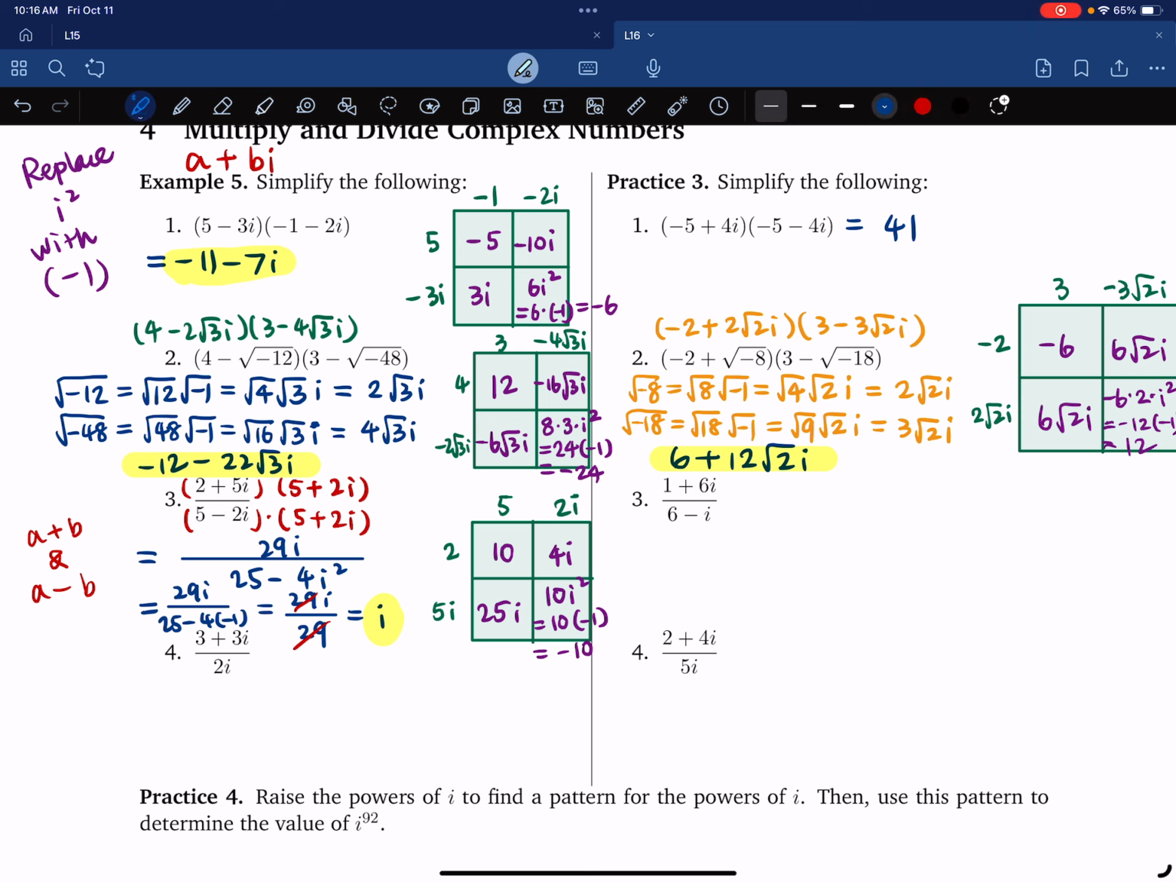All right, I would like you to use the right-hand side as a practice. Pause the video, and when you're done, you can restart.